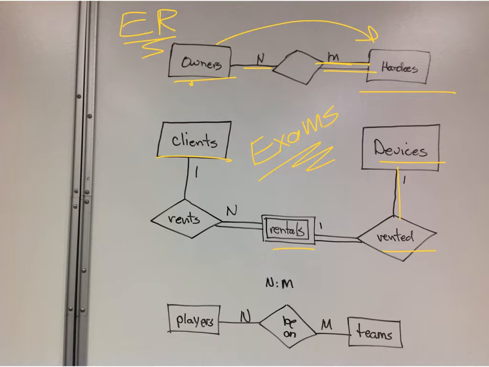So here we have a mandatory weak entity. Client can rent devices, rented devices, has to have somebody renting them. Okay. And we talk about players and many teams. So we got many to many.